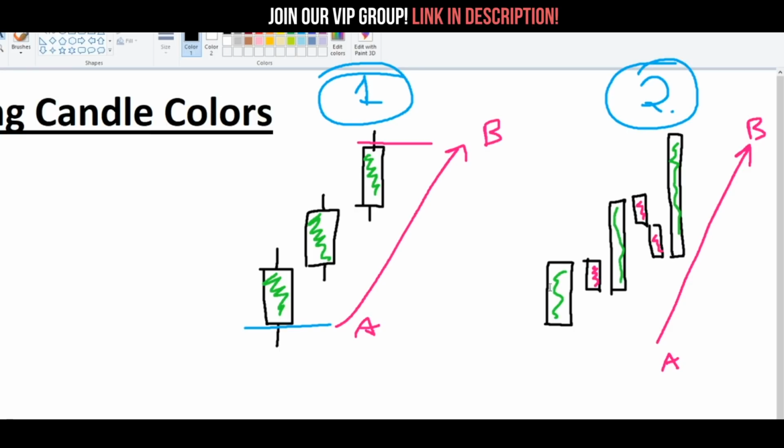But in Model 2, we went up, we went down a little bit, we went up, went down a little bit, we went up. And these are 2 different market environments. This market environment is much more trendy. It's much more decisive than market environment number 2. And that is why just using a line from A to B is not as interesting to me as using candlesticks, because they tell us more about what the price is up to.